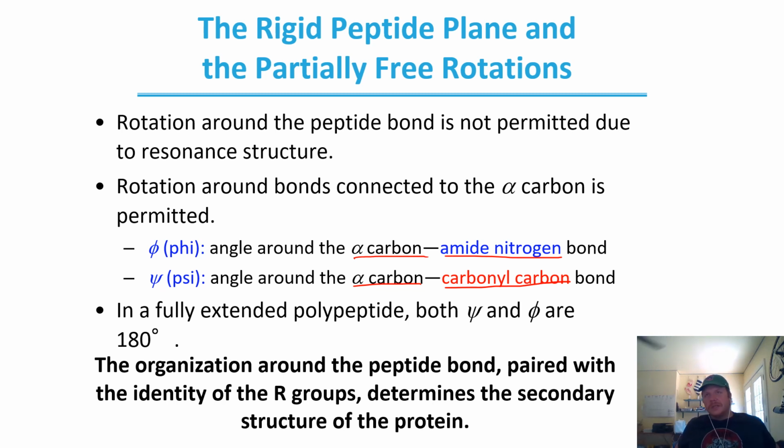Previously, I used the phrase stabilized. So the secondary structure is stabilized by the hydrogen bonding, however, it is certainly influenced by the identity of R groups. So that's one thing to keep in mind and keep track of there.